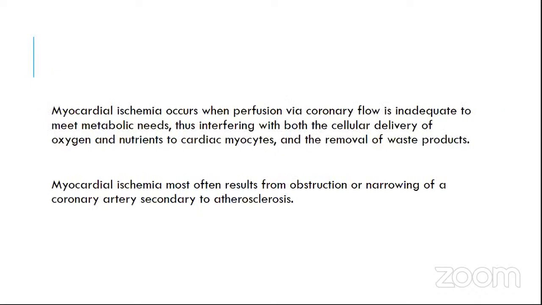Myocardial ischemia occurs when perfusion via coronary flow is inadequate to meet metabolic needs, thus interfering with both the cellular delivery of oxygen and nutrients to cardiac myocytes and the removal of waste products. Myocardial ischemia most often results from obstruction or narrowing of the coronary artery secondary to atherosclerosis.